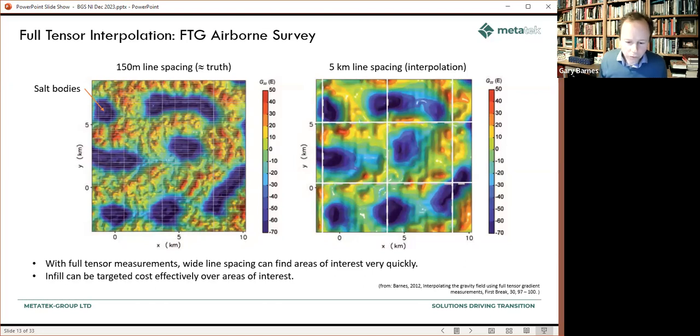And this is quite useful for a lot of surveys, because it means you can start off with a survey with a fairly wide line spacing. You can find the areas of geological interest quite quickly, and then you can go in and infill those areas with a tighter line spacing, which gives you the detail only where you need it. So it's really a way of optimizing the use of your survey instrumentation.